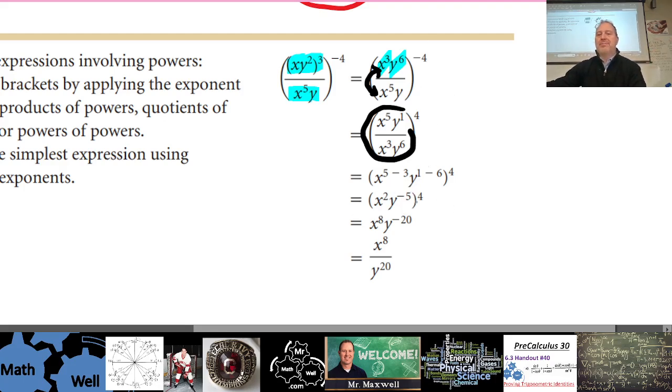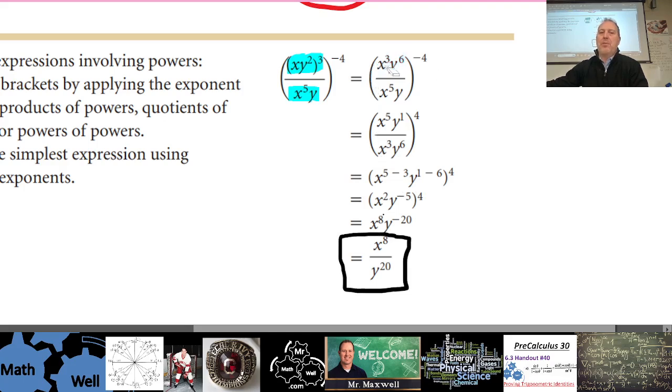Now they're going to apply the exponent outside the brackets. So this 4 is multiplied by 2 to get 8. And this 4 is multiplied by negative 5 to get negative 20. And then finally, if you have a negative exponent, make that a positive exponent by moving things to the denominator. And so you have x to the 8 over y to the 20, and that's your final answer.